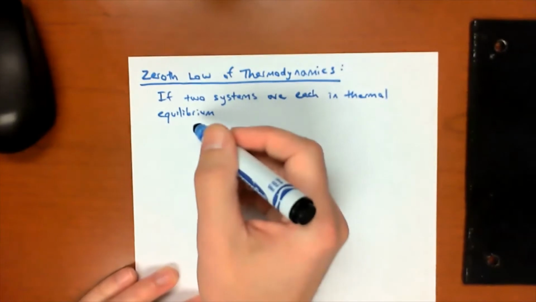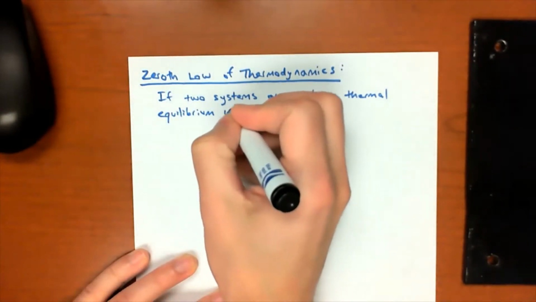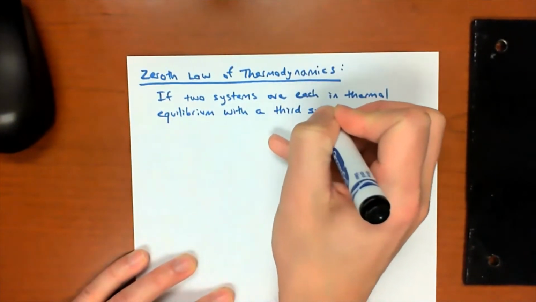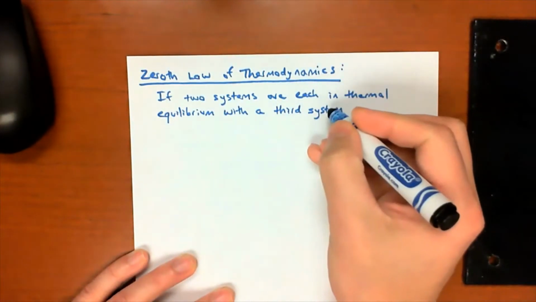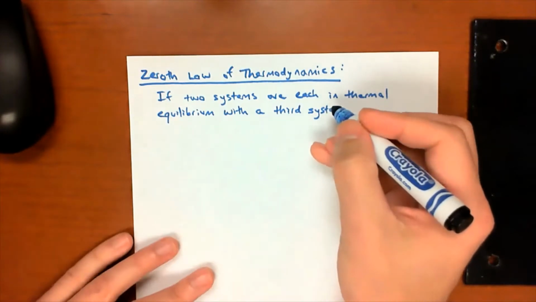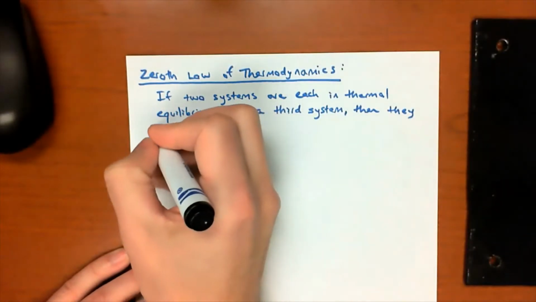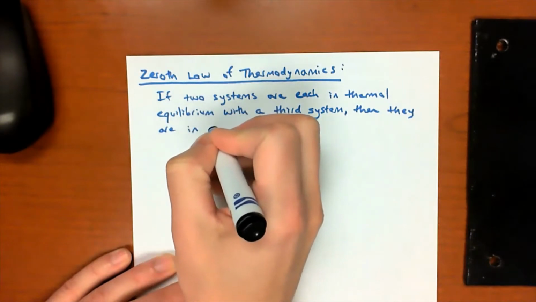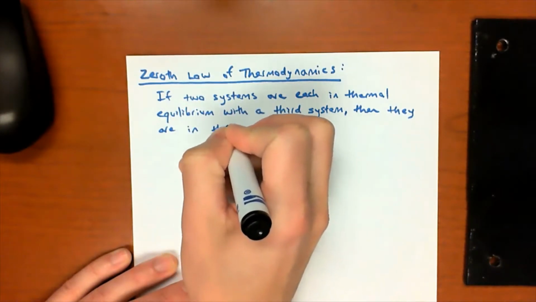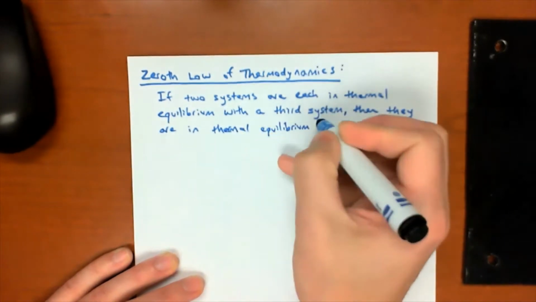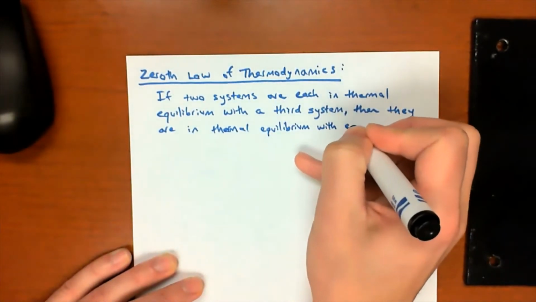So if two systems are each in thermal equilibrium with a third system, then they are in thermal equilibrium with each other.